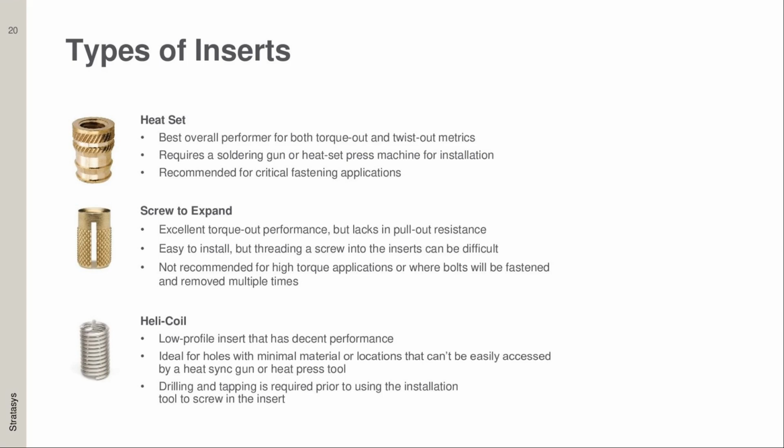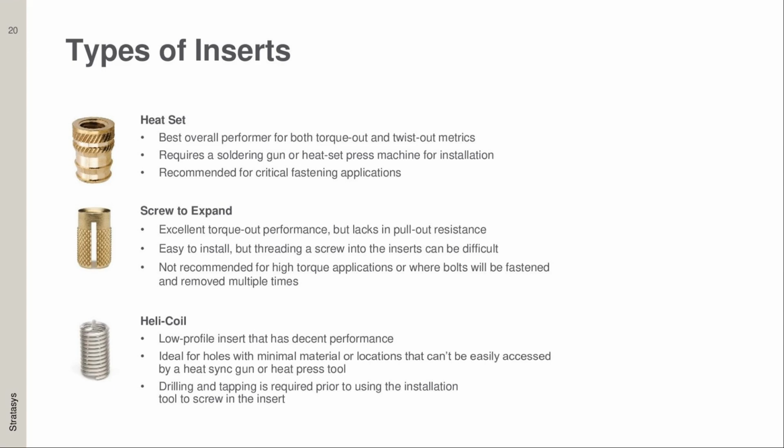So in general, heat set is the best. It has great torque out and twist out performance. The downside is you need a soldering gun or some sort of heat press to install it. But this is great for critical fastening applications, for something where you need to screw in a part to make sure your tool is aligned and things like that.